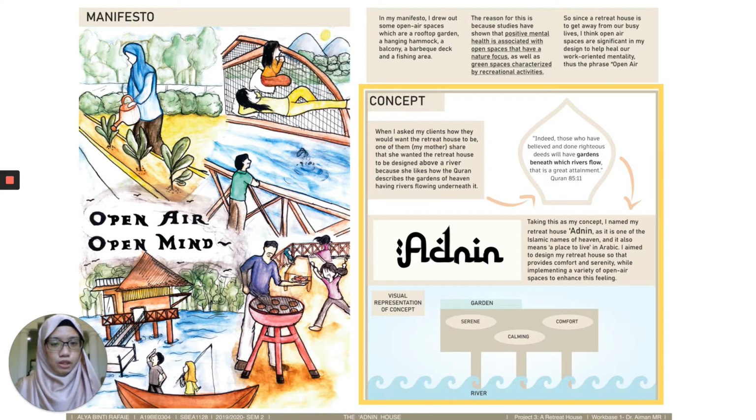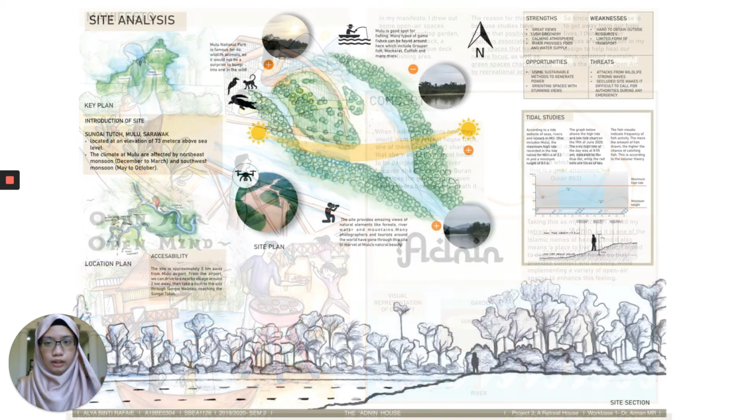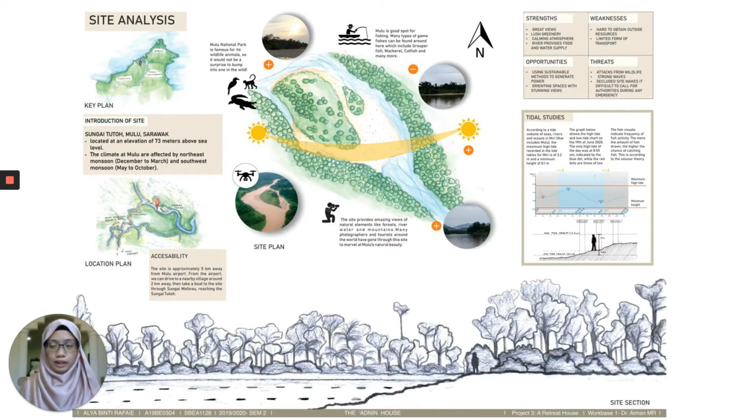My concept actually derives from my mother wanting the retreat house to be designed above a river, because she likes how the Quran describes the gardens of heaven having rivers flowing underneath them. This is also the reason why I named my retreat house Adnin, as it is one of the Islamic names of heaven, as well as meaning a place to live in Arabic. After that, we go to my site analysis.